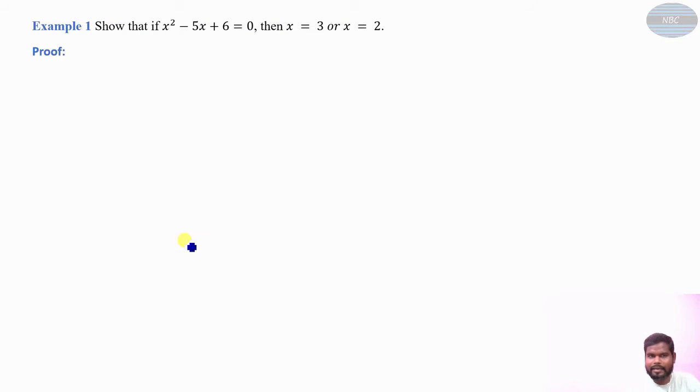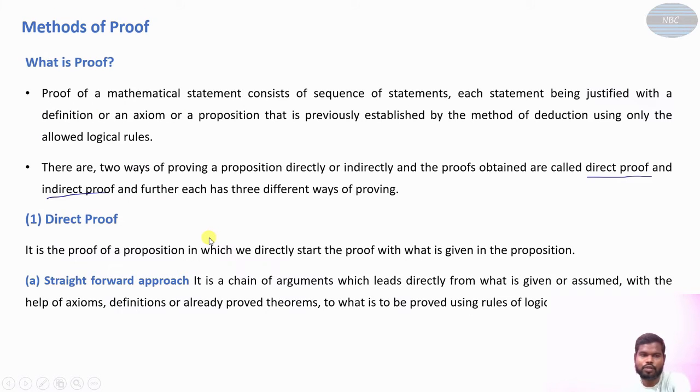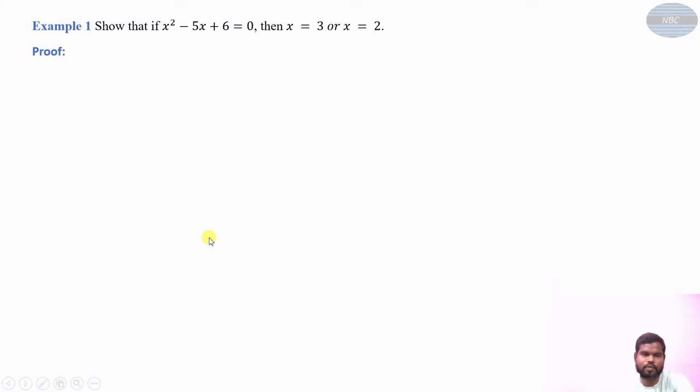Let's come to an example. If x squared minus 5x plus 6 is equal to 0, then x is equal to 3 or x is equal to 2. We have to prove this using the straightforward approach, which is one part of the direct proof. This is the mathematical statement that is given, and we have to prove x is equal to 3 or x is equal to 2. So we'll start with x squared minus 5x plus 6 is equal to 0.